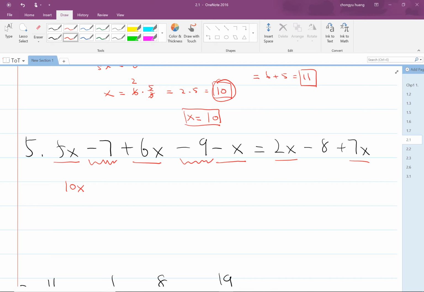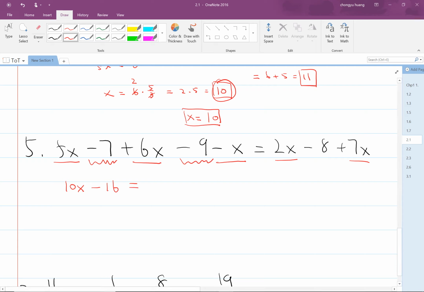So you know negative minus 9 is actually negative 16, right? So you write it down, the negative 16. And then we are done on the left hand side, because the left hand side is already in the simplest form, right? So now we focus on the right hand side.